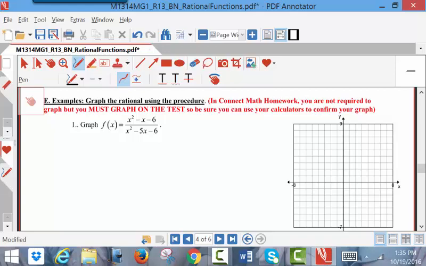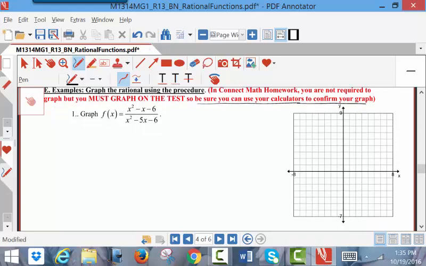So we are going to graph it, and you're going to want your calculator to do this. You're definitely going to want your calculator in these. So what I wrote here was, be sure you can use your calculators to confirm your graph. We're going to be using some calculator graphs here. All right, so here we go. Let's jump in and try to graph one of these things.